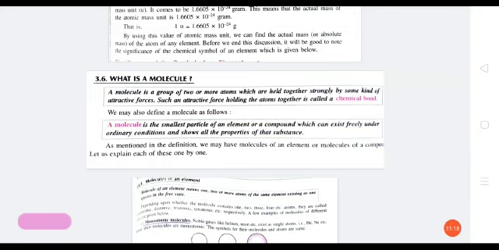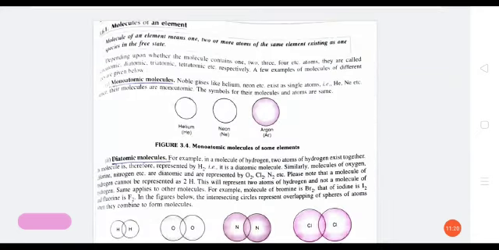This is discussed below. First one is molecules of an element. In this, the first one is monoatomic molecules. All the noble gases come here, like helium, neon, etc. They all exist as single atoms. That's why they are termed monoatomic molecules and their atomicity is 1.